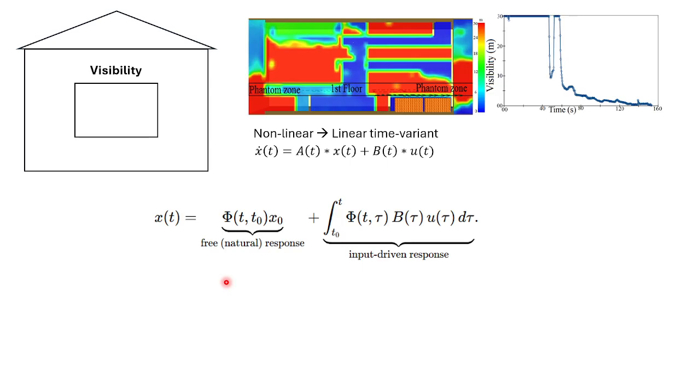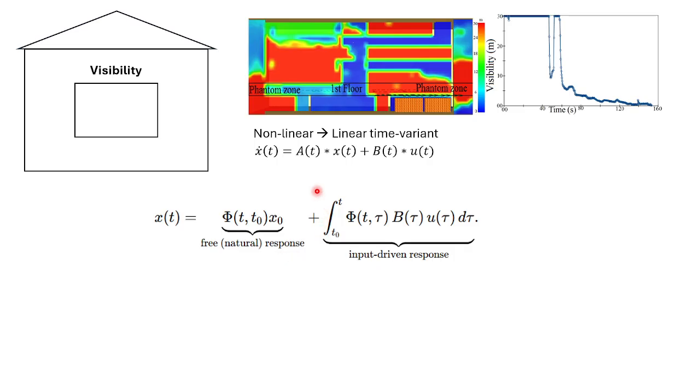Even though this is just math, every math has its physical meaning. That's why I wanted to make this whole video just to explain this single equation. So let's see this. In this equation, we have two different portions. The first portion is called the free or natural response.